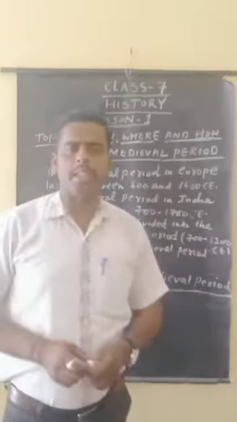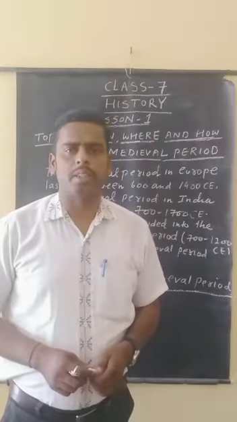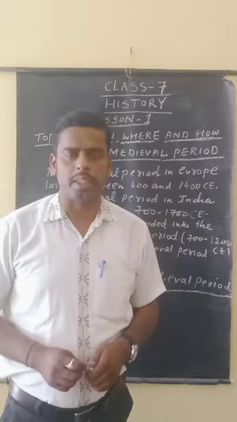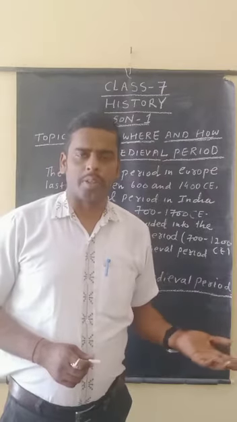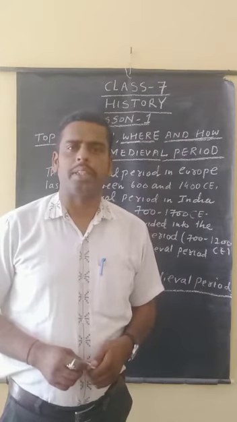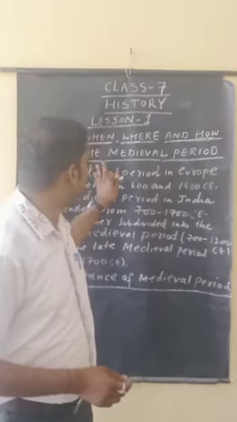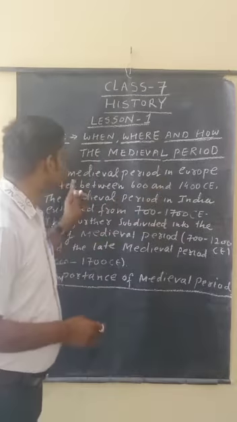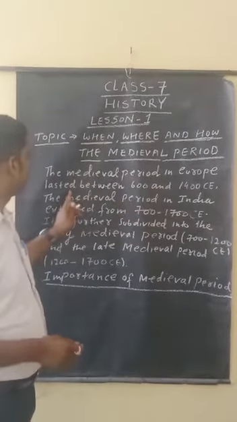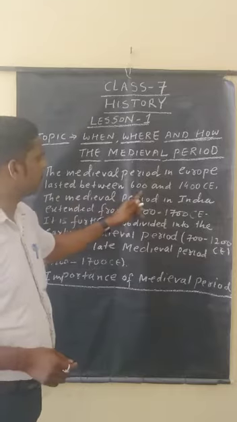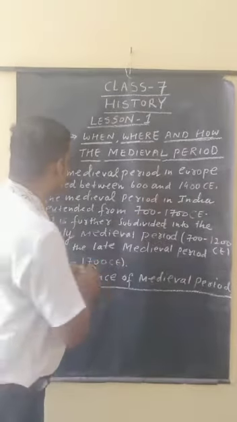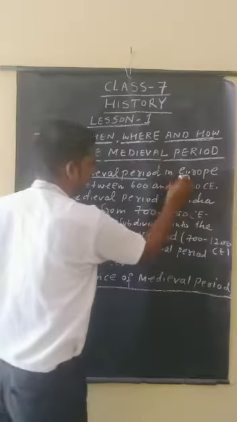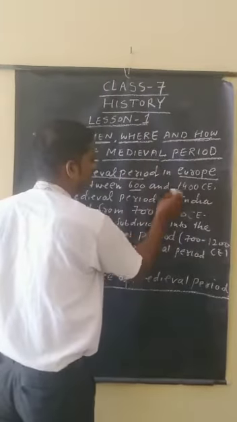And in modern history, in class 8, you read about the emergence of British rule in India and how they ruled from 1600 to 1947. So now, the medieval period in Europe lasted between 600 and 1400 CE. It means the medieval period started in Europe between 600 and 1400 CE.